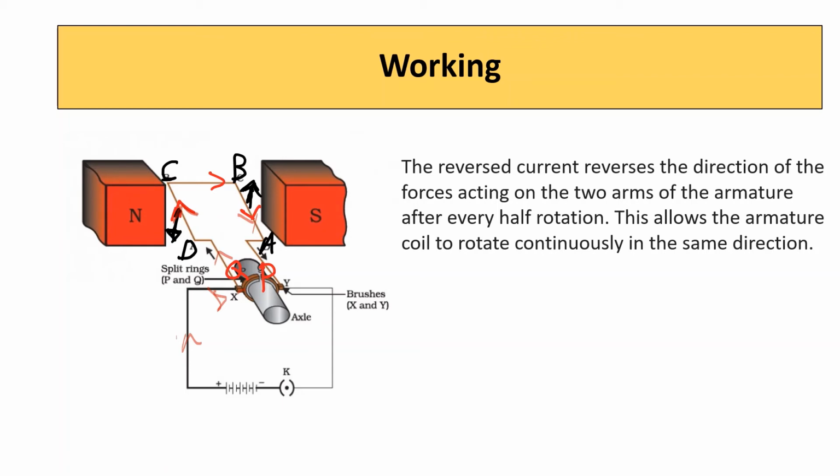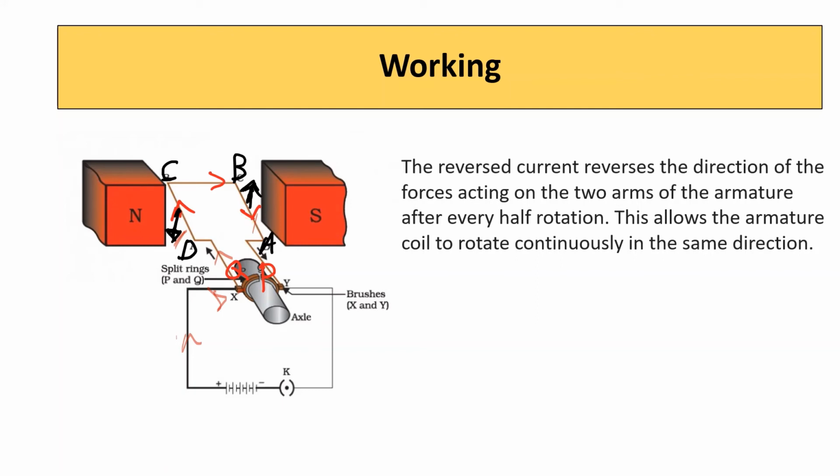When you consider the arm CD, the current is flowing in this direction. When the current flows in that direction, we know the force will be acting downward according to Fleming's left hand rule. Earlier, the force in CD was upward. Now the current is reversed, therefore the force is also reversed.